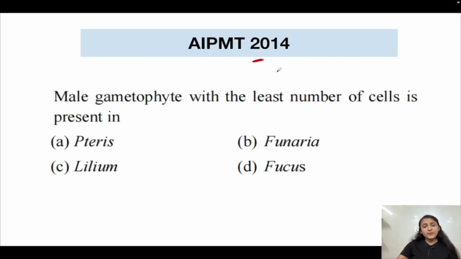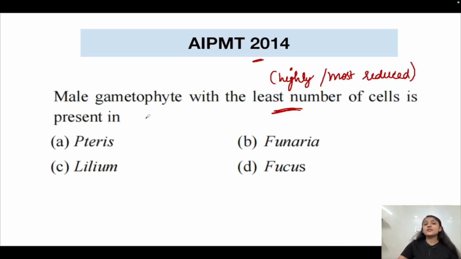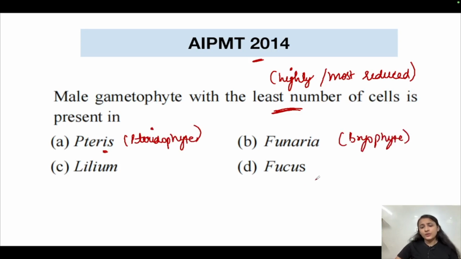Now this question is from AIPMT 2014. Male gametophyte with the least number of cells, which means it is most highly reduced, is present in Pteris, Funaria, Lilium or Fucus. Now Pteris is a pteridophyte. Funaria is a bryophyte. Fucus is an algae. And Lilium is an angiosperm.